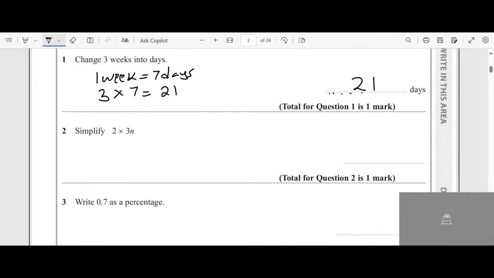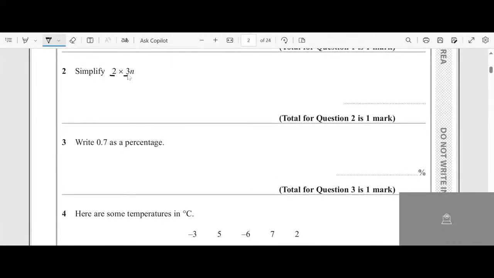Simplify. This is multiplication. If we are multiplying in algebra, we start with the numbers. So 2 times 3, that is 6. And then the letter n. That is done as easy as you can see.